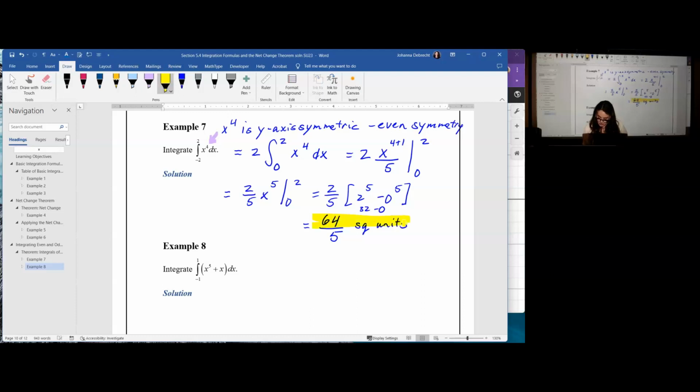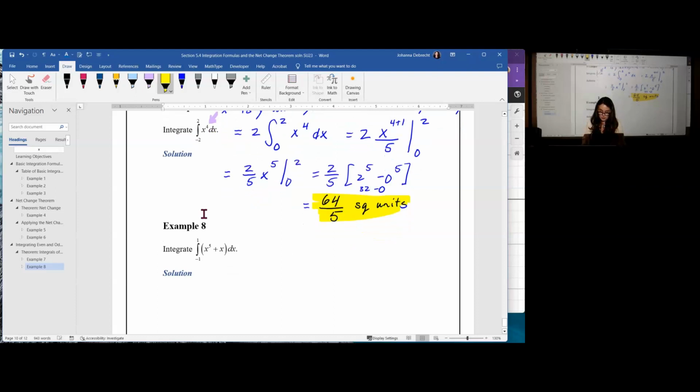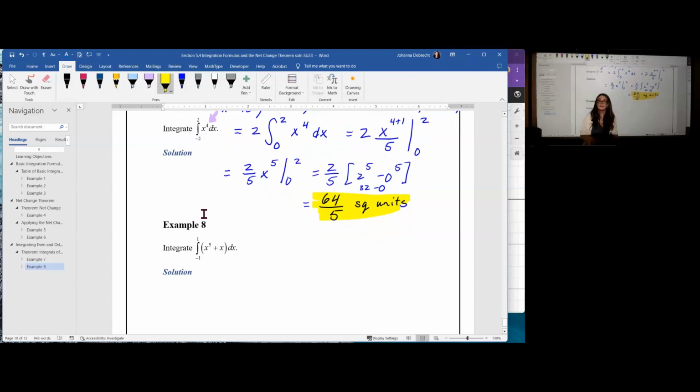Now we want to take a look at the next example. In this case, we want to test, do we have symmetry? When we look at this one, I'm first drawn to the fact that both powers are odd numbers. And I see that I have a symmetric interval which contains the origin. So I'm suspicious that perhaps this has odd symmetry.